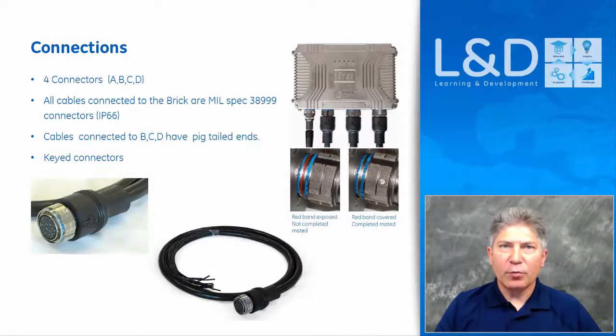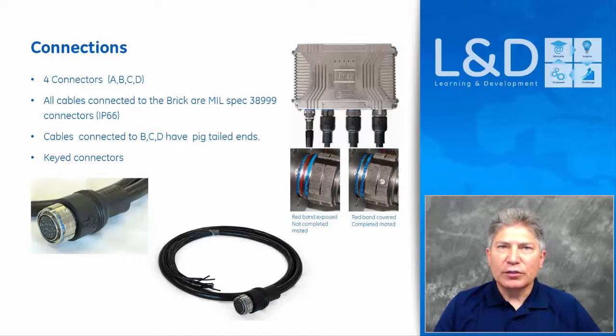There are 4 connectors on a brick labeled A, B, C, and D. Each connector has a specific cable with the matching markings of A, B, C, and D that mate with it. Those cables have mil-spec DTL 38999 connectors on the brick side that have a long history of reliable operation in harsh environments. The cable connectors are keyed to prevent incorrect mating. The rings on the outside of the connector are used to fasten the cable to the brick.